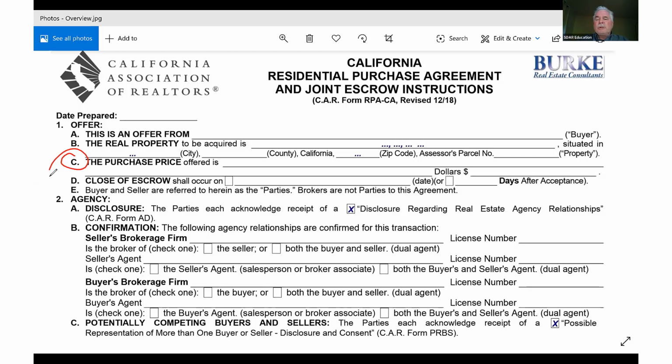So you're going to put in the purchase price, you're going to put that in here, and then it's automatically, once you tab out of that field in zipForms, it'll fill in all the ands and the dollar signs and all that stuff for you. Okay. Everybody good on price?